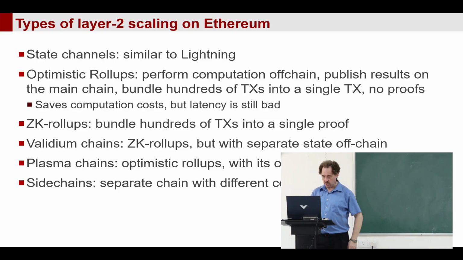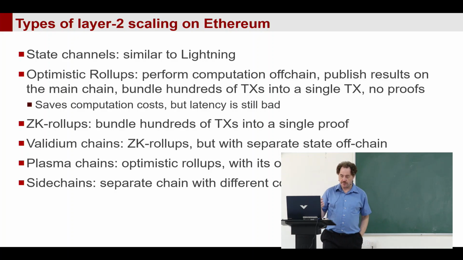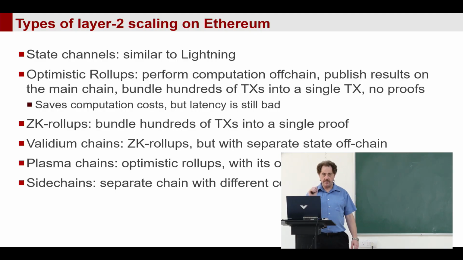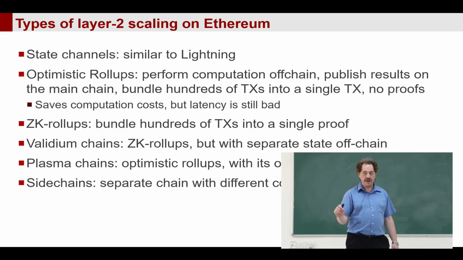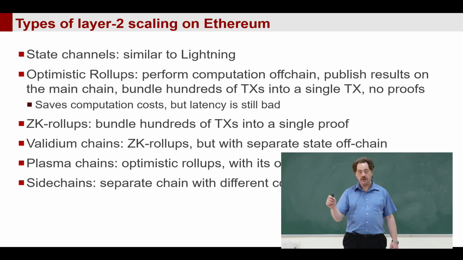So what are optimistic rollups? The idea behind optimistic rollups is to perform computation off-chain, publish results on the main chain, and then bundle hundreds of transactions in a single transaction. So far, it's the same as a side channel. The main difference is that no proof is provided. When you publish the final results of the side chain on the main chain, the question is, what exactly do you publish at this point?